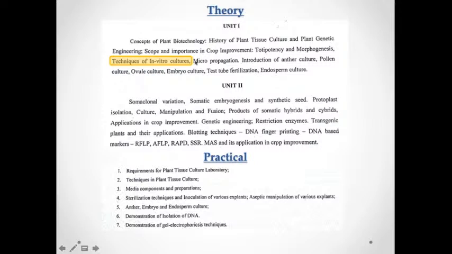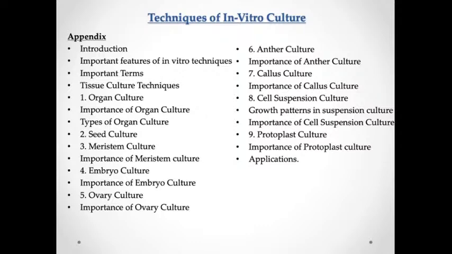And then the second part we'll be dealing with is micropropagation. So all these things will be dealt with slowly and in an easy manner. So let's start. We will deal with the techniques of in vitro culture, your various features of in vitro culture, some important terms, then tissue culture techniques and their importance: organ culture, seed culture, meristem culture, embryo culture, ovary culture, anther culture, callus culture, cell suspension culture, protoplast culture. So there are 9 types of culture that we'll be dealing with.